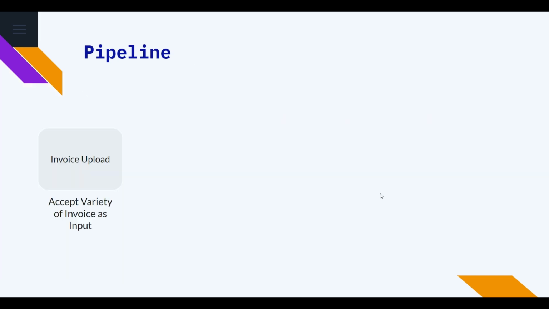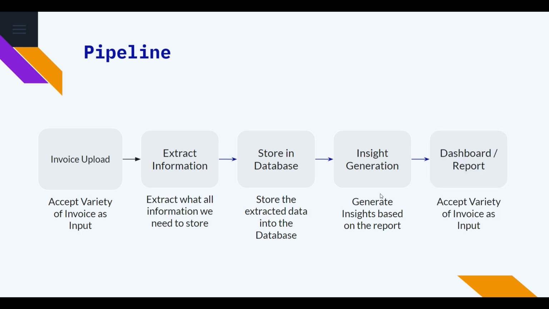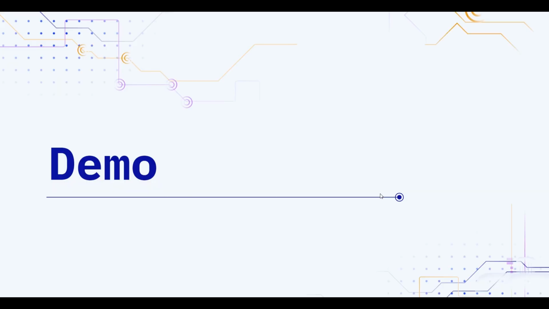Now, the entire pipeline, how we have decided for this particular proof of concept, is that the user first uploads the particular invoice. Then we extract the information from the invoice with the help of generative AI. Then we store it in the database. Then we generate insights based on that, again using generative AI. Then we display all the results in the dashboard and reporting format. Now let's have a look at the demo.